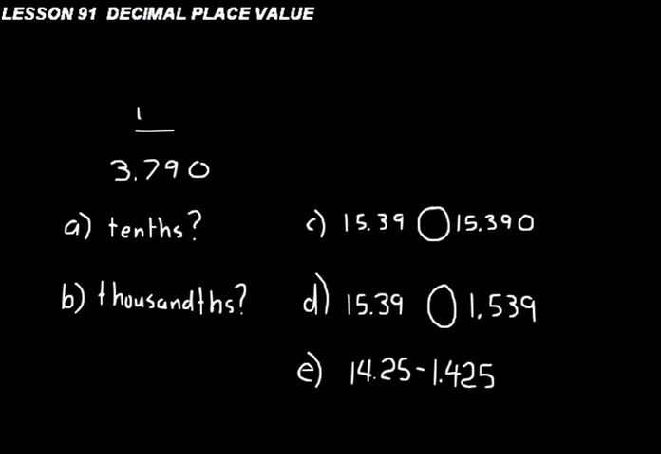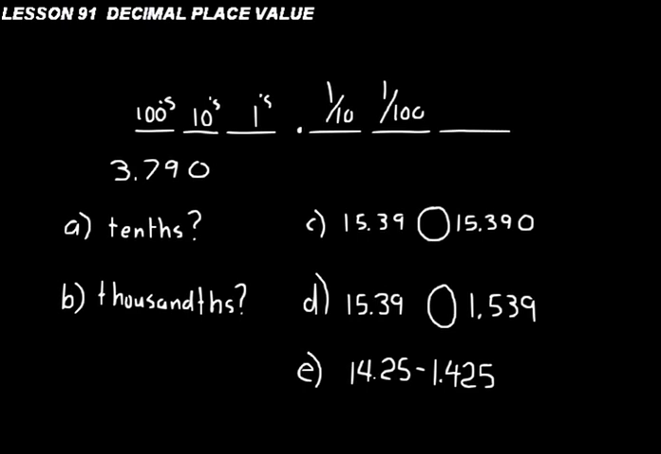Think about this: hundreds, tens, ones place, and then we have our decimal point. The next is the tenths, then the hundredths, then the thousandths place. So those are the main decimal places that we've been considering, those three to the right of the decimal point: the tenths, the hundredths, and the thousandths.